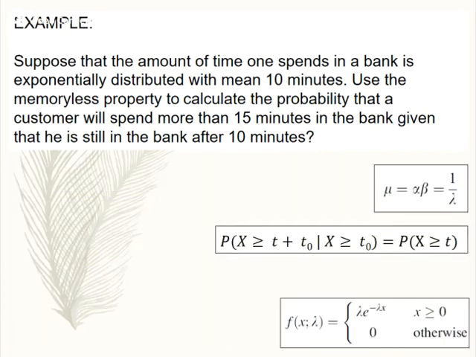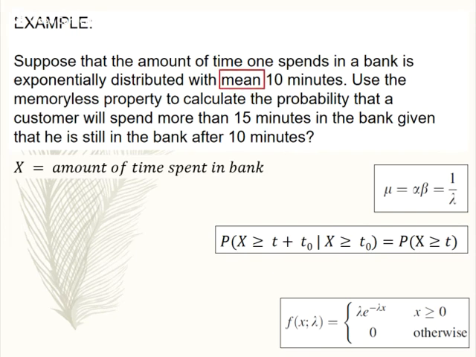The question says, suppose that the amount of time one spends in a bank is exponentially distributed. So let's start off by just copying the random variable from that statement. X is the amount of time spent in the bank. And then the second step we're going to follow is to identify the distribution and the parameter. Fortunately, the distribution is given in this case, so we know it's exponential, but what is the parameter? We are told that the mean is 10 minutes, okay?